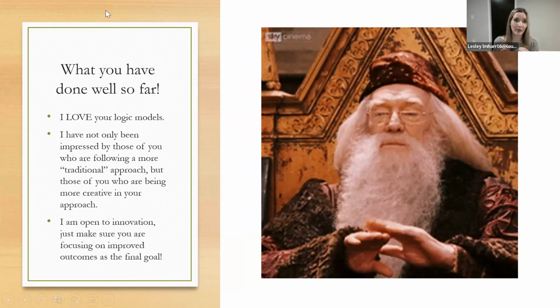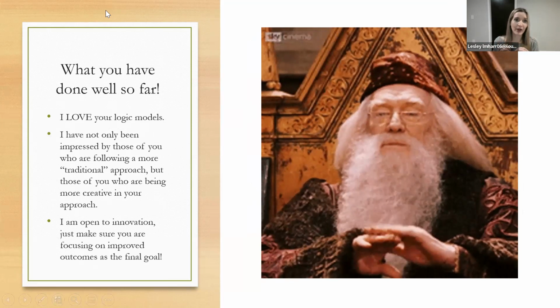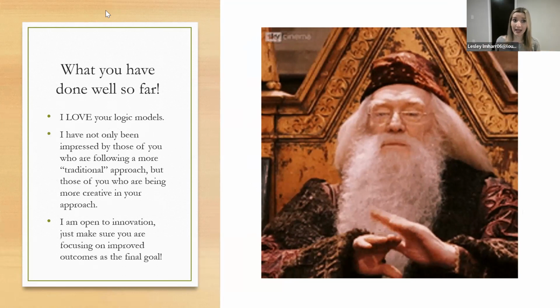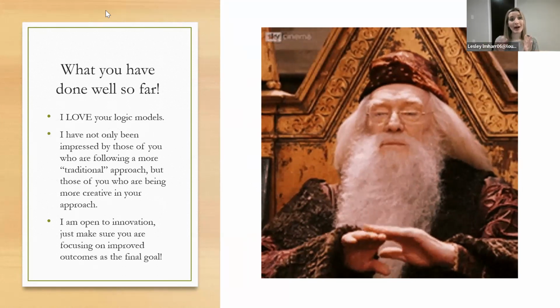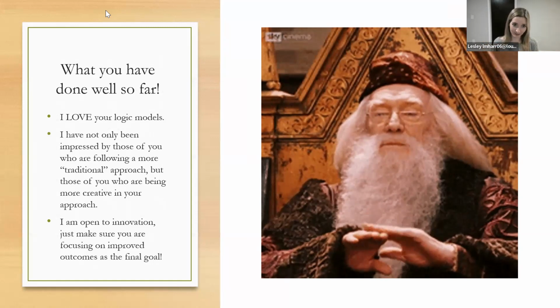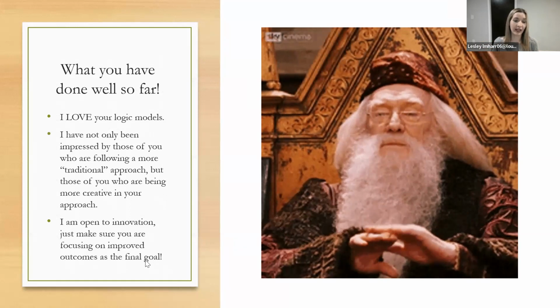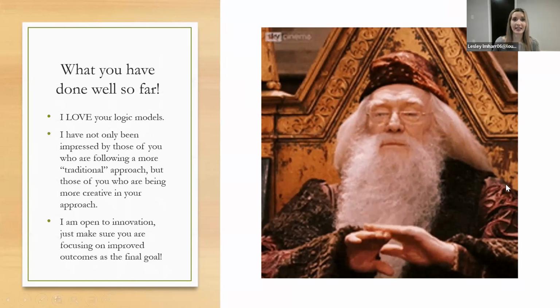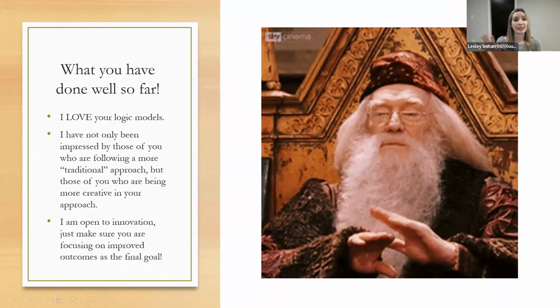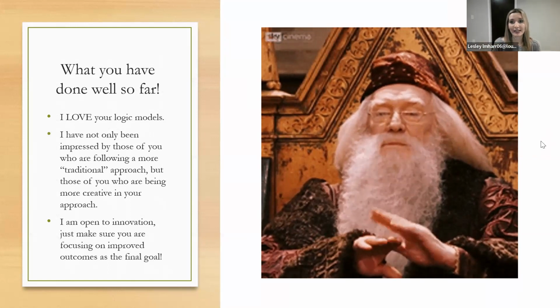I've loved the logic models that I've seen so far, and I've been impressed with those of you who are taking a traditional approach to the logic model using some of the existing templates, but don't feel the need to be boxed in. I also like those of you who have taken a more creative approach. I'm always open to innovation to make sure you are focusing on improved outcomes. That's really the final goal. That's the thing to think about: what steps am I going to take to improve outcomes amongst my population of focus?